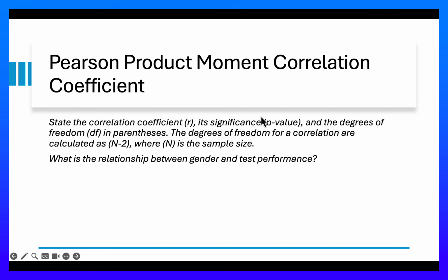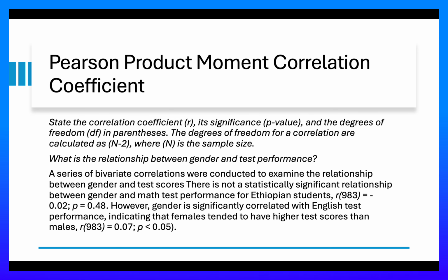All right, so here, let's say our research question was, what's the relationship between gender and test performance? So I would say I ran a series of bivariate correlations to look at that relationship. Oops, I forgot a period here, but there's not a statistically significant relationship between gender and math test performance for Ethiopian students. And here's, again, our R, it represents correlation. Here's our degrees of freedom, again, it's N minus 2. And then here is what the actual coefficient was, and then I also put in the p-value.